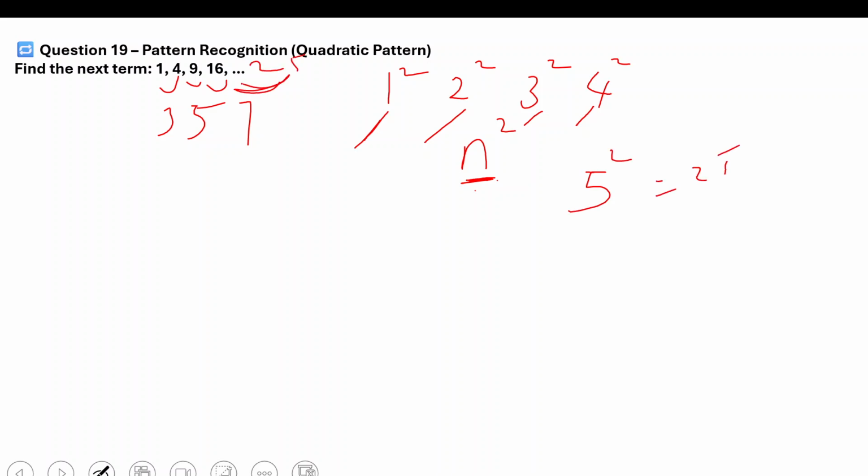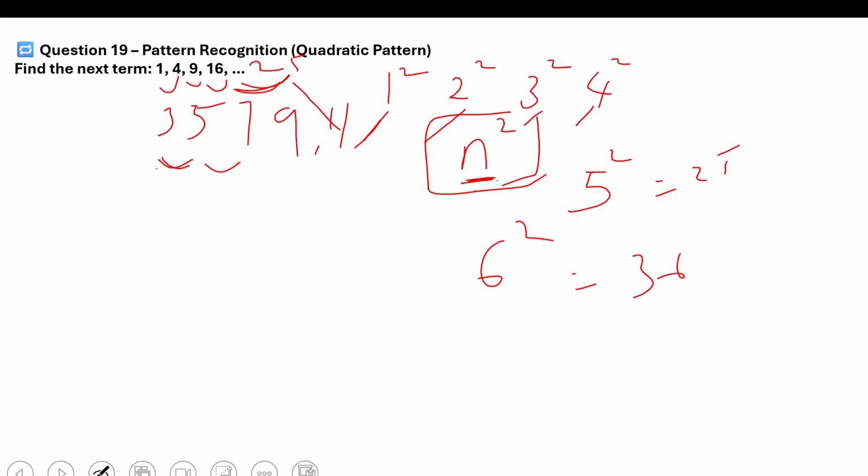So if I take the difference between this one and this, what will it give me? It gives me 9. So there's another pattern I'm seeing here: the differences are 3, 5, 7, 9, then I think the next one will be 11. So if I add 11 to 25, I will get the next one. Now let me use my formula to check. The next one should be the 6th term. 6 raised to the power 2 is 36, right? So after 25, I'm expecting 36 here.